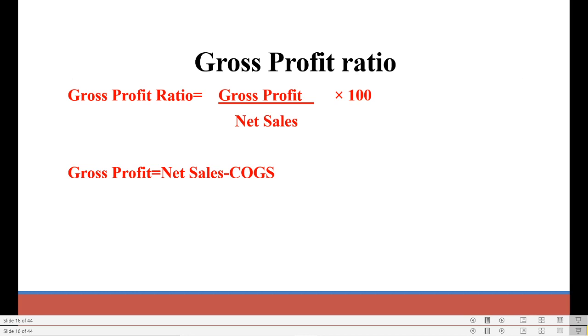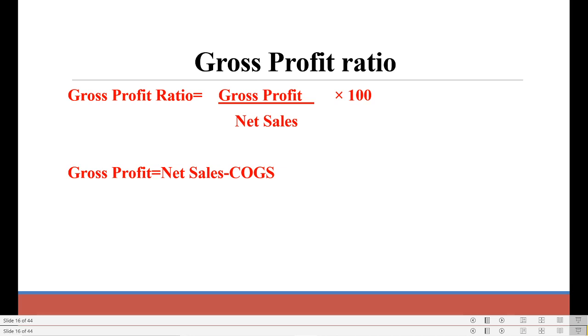So first is gross profit ratio. We all know how we calculate gross profit, right? The end result or the output of trading account is called gross profit. So gross profit upon net sales into 100. That is, we are calculating the proportion of profit from sales. What percentage of profit is included in the sales? Like if you get the answer 20%, that means out of sales, 20% is your profit and 80% is your cost.